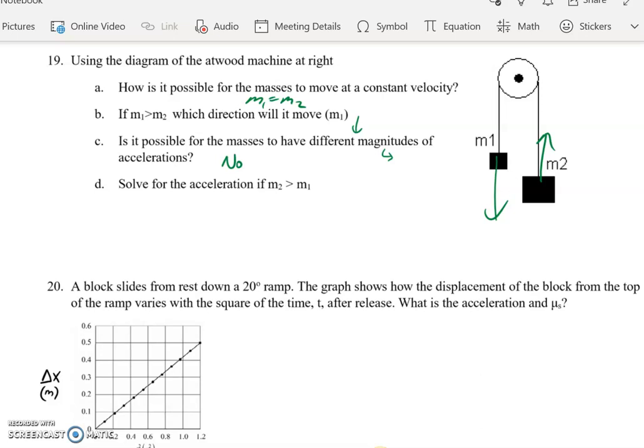I am actually at the end of the length of this video, so I'll finish D and do number 20 in the next one.